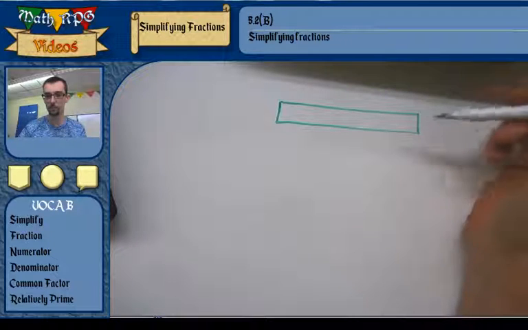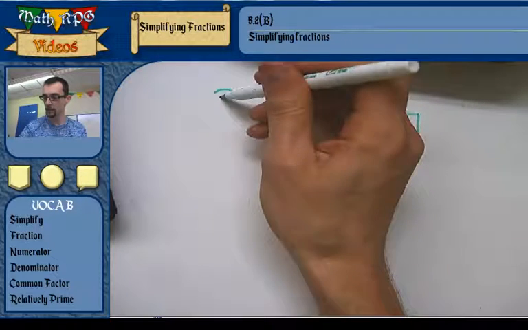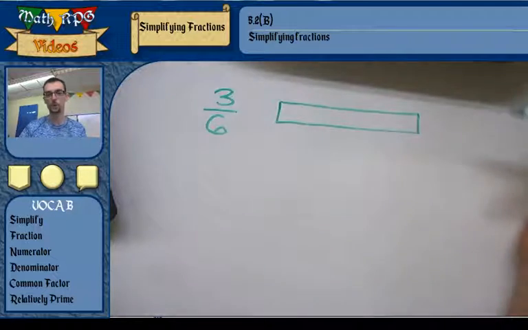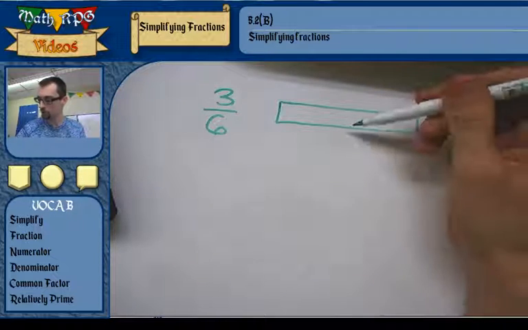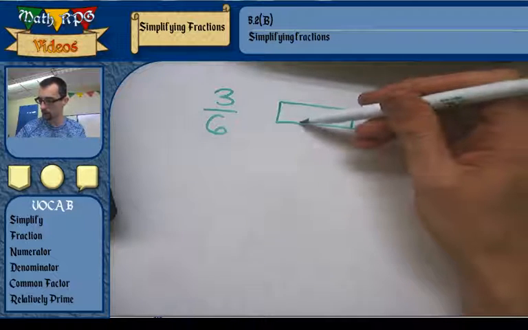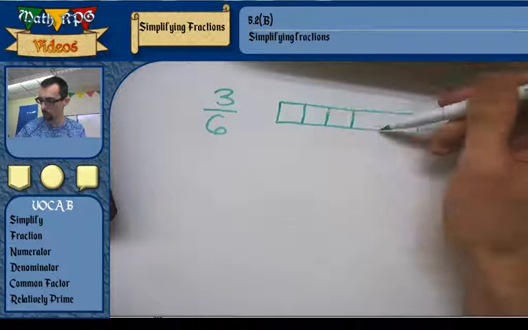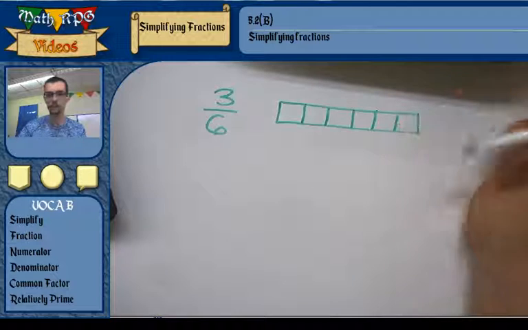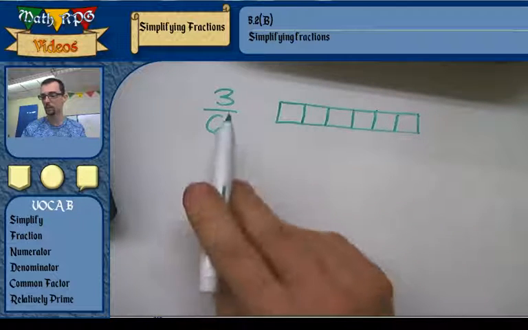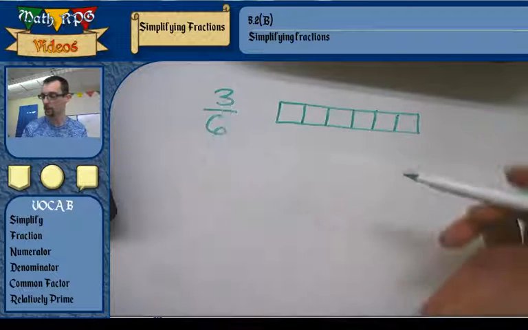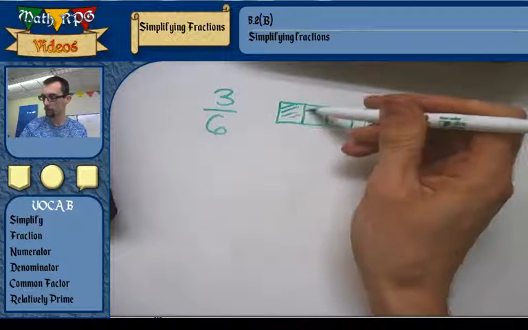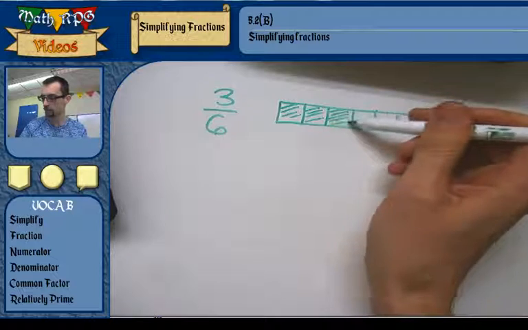So let's say I want to give my son 3/6 of my candy bar. The denominator tells you how many total pieces I'm breaking my candy bar into, which in this case is 6 pieces, and they are all of equivalent size. And the numerator tells you how many of those you're interested in. So in this case, I'm giving him 3 of the 6 pieces, right?